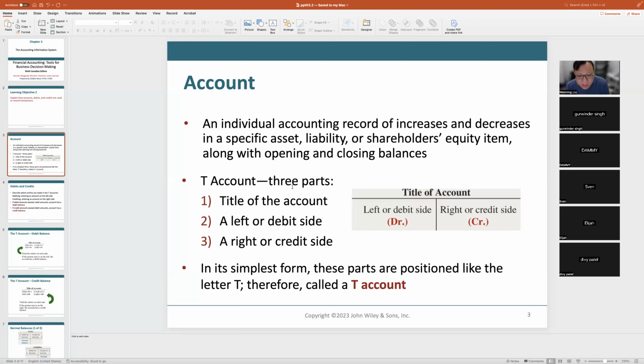It has three parts. The first one is on top of the horizontal line, where you write the title of the account. So the title of the account will be right above that horizontal line. And then you have a vertical line that divides the space below the horizontal line into two parts, the left side and the right side. We define the left side as the debit side. The right side is called the credit side.